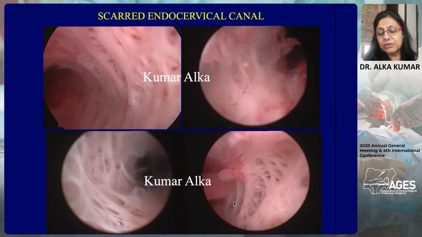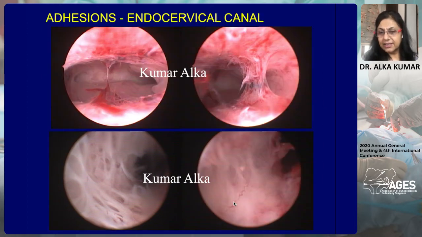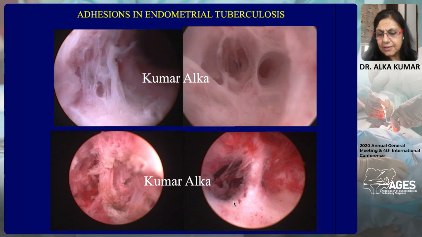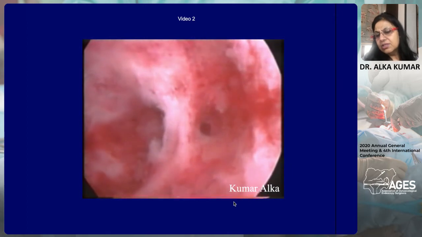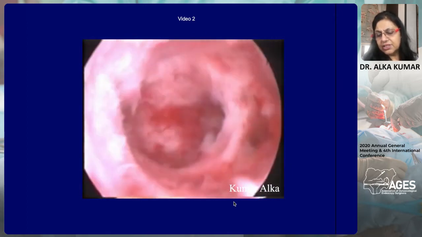On laparoscopy, this is how the image of the deposits looks. This is a scarred endocervical canal. Again, adhesions which are pathognomonic of tuberculosis in the endocervical canal, and sometimes, if there are flimsy adhesions, they open up with the distension while you're distending with the fluid. You may not have to use the scissors. Adhesions in endometrial tuberculosis, again, these are different kinds of adhesions that you're going to see. This is a video showing you the adhesions in tuberculosis.